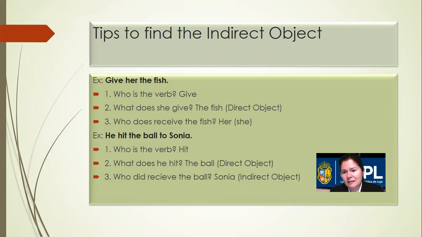Okay, there is another example. He hit the ball to Sonia. First step, what is the verb? Hit. Okay, number 2, what does he hit? The ball. So this is the direct object. Now 3, who received the ball? Sonia. So this is the indirect object.